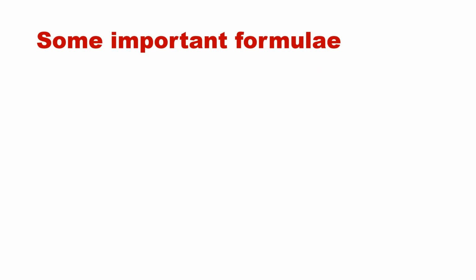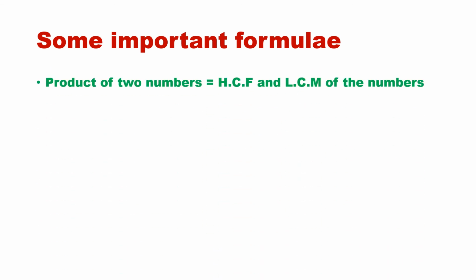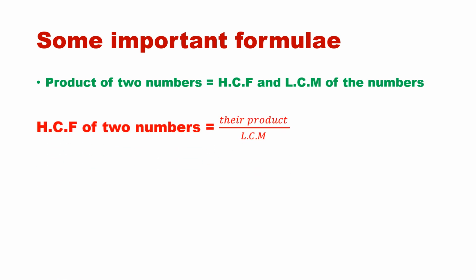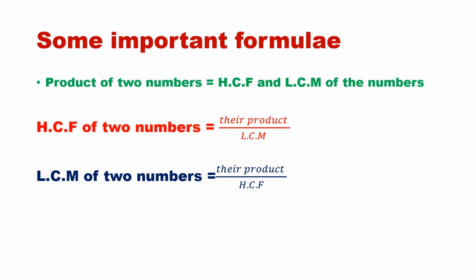Now we come to the important things that we have learned today, some important formulae. One is: the product of two numbers is equal to HCF into LCM. You find the product of HCF and LCM, and the product of the two numbers, and you will see that both are equal. Next, if in some question the HCF of two numbers is asked, then you have to divide the product by the LCM. If the LCM is asked, then divide the product by the HCF, and you will get the LCM of the two numbers.